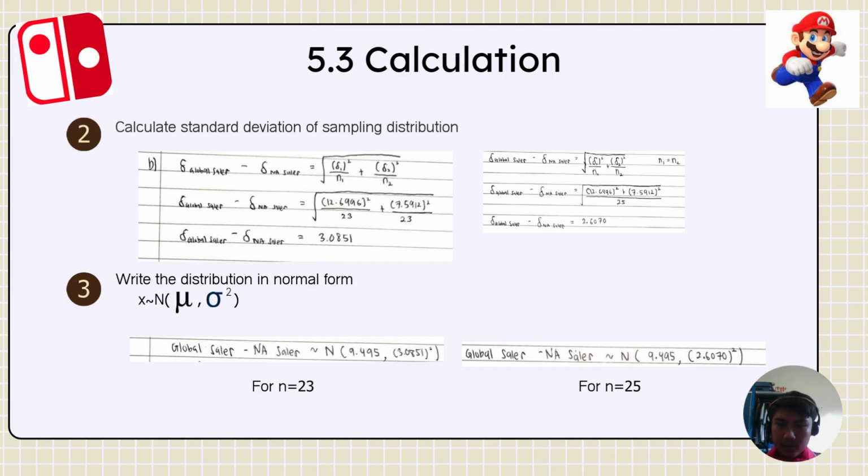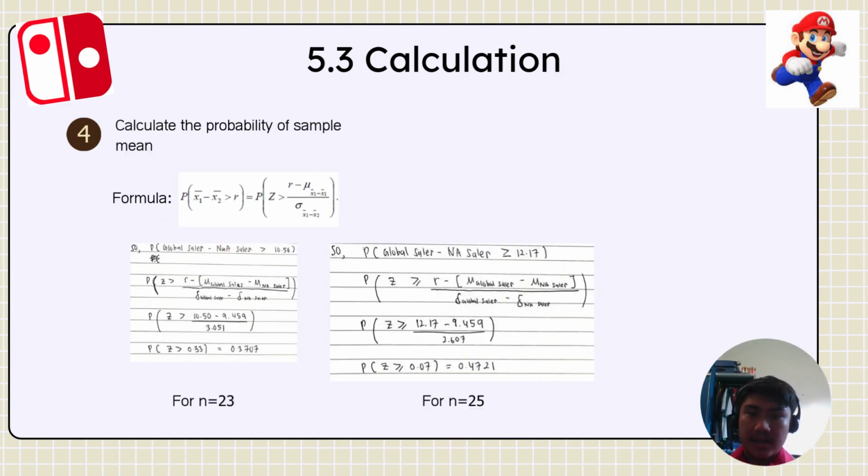For the third step, we must write the distribution in normal form. This is the formula for normal form. So we must include the value we calculated from step one, this mu, and the sigma for standard deviation from the previous step, step two. For n equals 23 we will get this, and for n equals 25 we will arrange it using the formula and get this also.